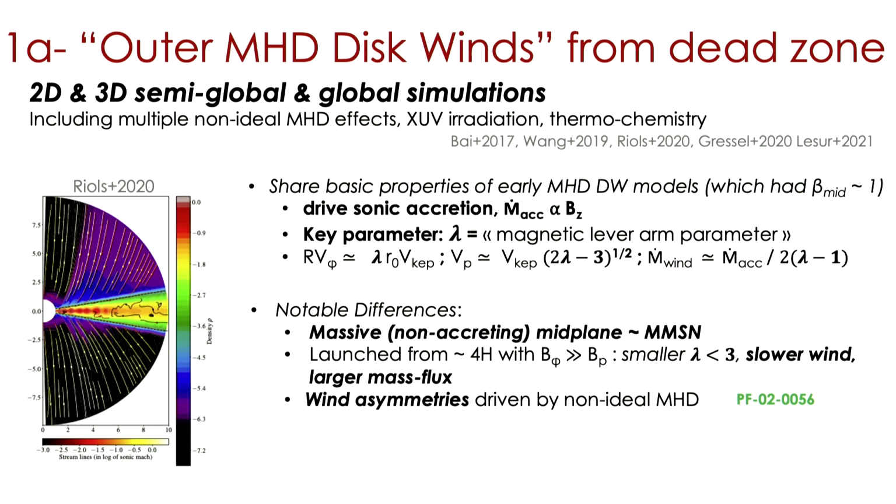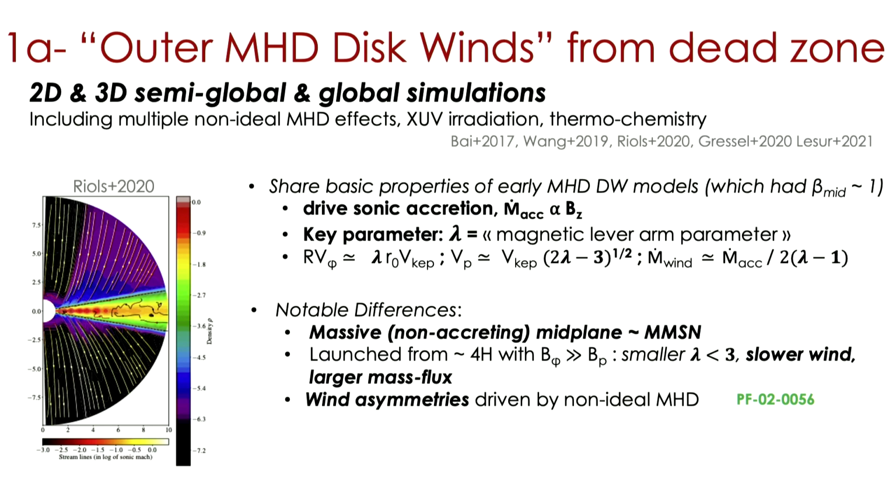So this looks familiar, but there are notable differences too. Now you can have a massive disk because it's non-accreting in the midplane. Before, in these early models, it was accreting down the midplane at sonic speed, so you never had enough surface density to build planets. Now you can have a dense midplane to build planets, and you eject from the surface, from much higher, about 4 scale heights, with a much larger B_phi, also the wound-up field. So you get smaller lever arms, slower winds, more massive winds. And also you can get asymmetric winds.